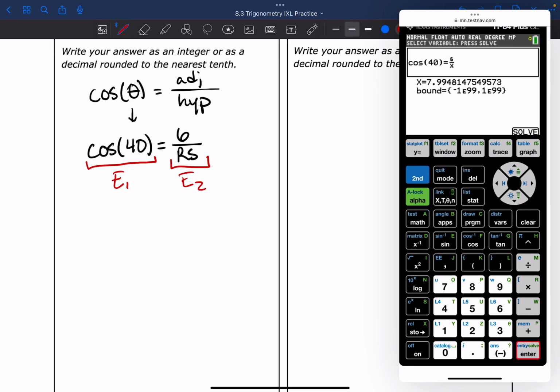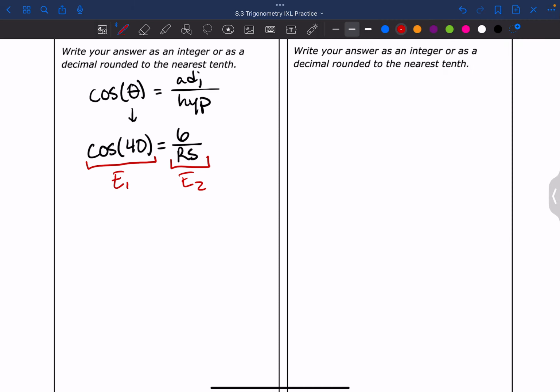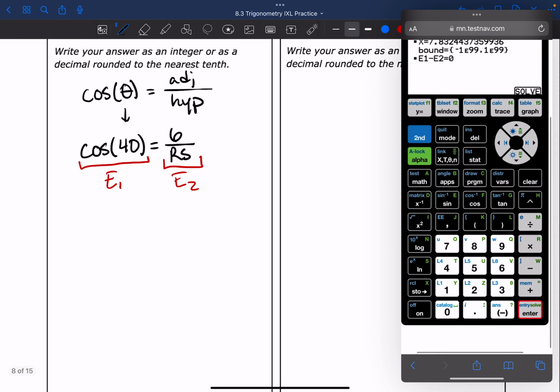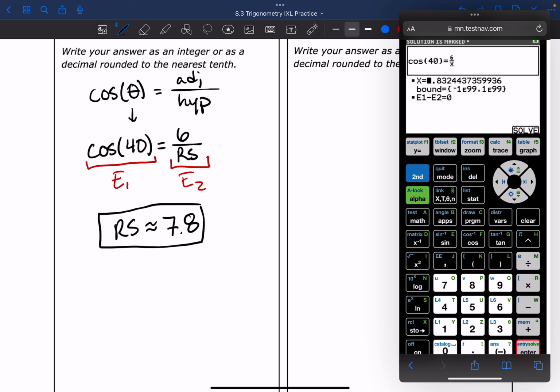Press alpha, enter, and I get that the value should be, I'm going to be very quick with this. I'm going to just round it from my calculator, so I'm not going to write it down. RS is approximately 7.8. The number after 8 is 3, so I don't round up. I keep the 8, and there we go. So you're going to get much quicker with this.